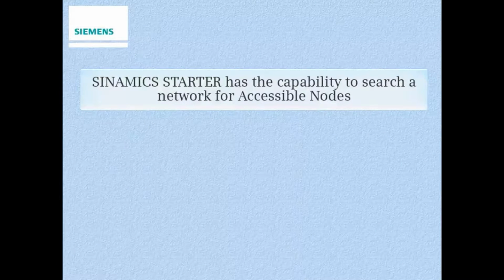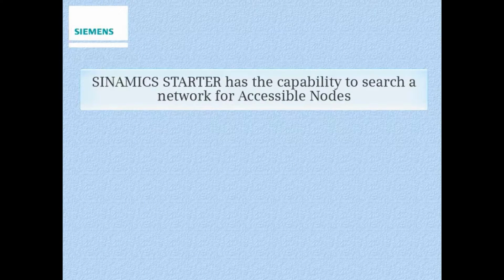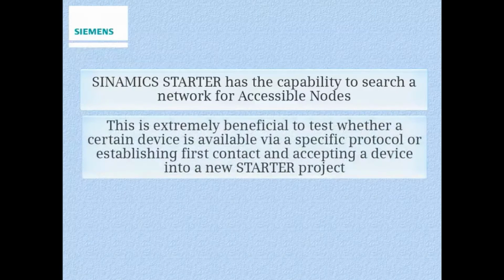Sinamics Starter has the capability to search a network for accessible nodes. This is extremely beneficial to test whether a certain device is available via a specific protocol, or establishing first contact and accepting a device into a new Starter project.